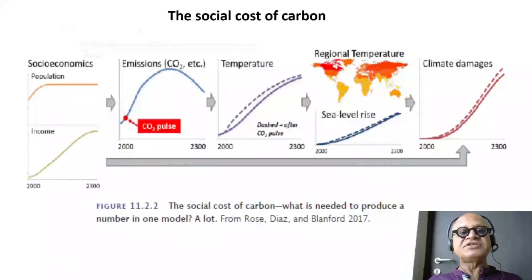Okay, so here is an example from the book, The Social Cost of Carbon. What is needed to produce a number in one model? This is from this particular paper. It looks at socioeconomics we talked about, population, income, converts it into the energy use and the resulting emissions into the future. So there is the CO2 pulse and what it means in terms of the social cost.